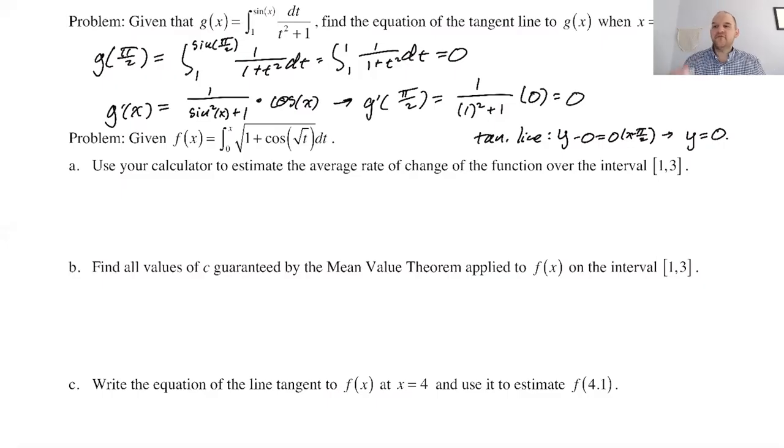All right, we're back. We're on page 4 of note 17 of Calc AB, talking about accumulation functions and therefore also the second fundamental theorem, which is how you find the derivative of an accumulation function. So let's see how we can do this problem.